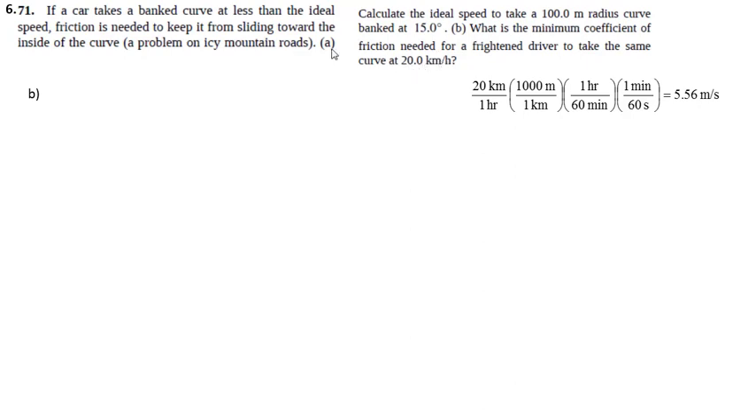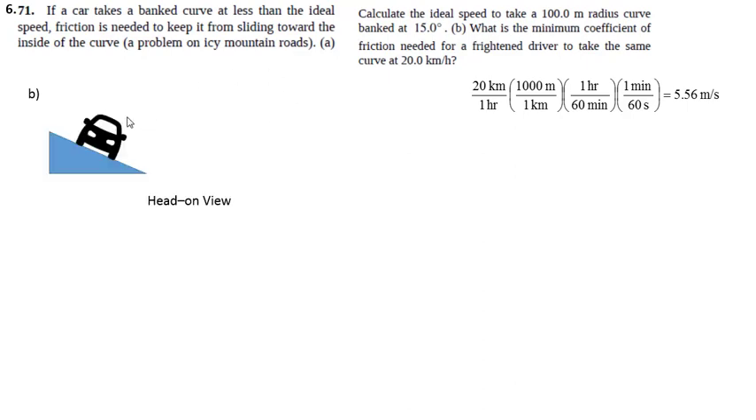So that speed is slower than the ideal speed that we just calculated. That means that if there were no friction, the person would slide downwards. So we want to figure out how big the friction needs to be, specifically what's the minimum coefficient of static friction needed in order to stop this object from sliding down the incline while it is making a circle.